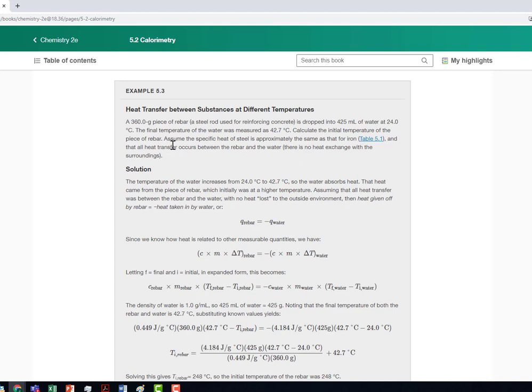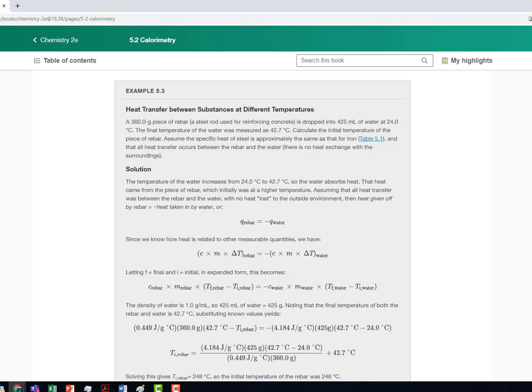So we have a 360 gram piece of rebar dropped into 425 milliliters of water at 25 degrees Celsius. The final temperature of the water was measured as 42.7 degrees Celsius. Calculate the initial temperature of the rebar. Assume the specific heat of steel is approximately the same as that for iron, and that all heat transfer occurs between the rebar and the water. And so it says there is no heat exchange with the surroundings.